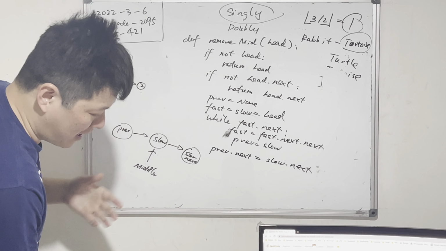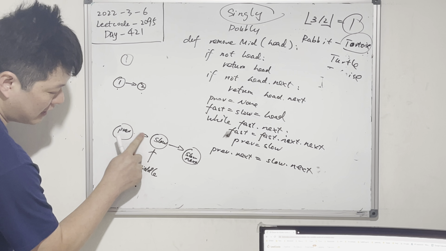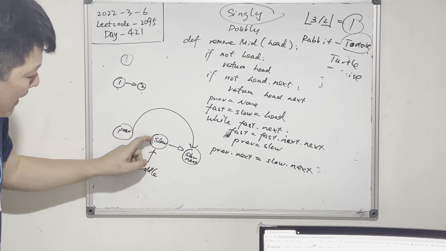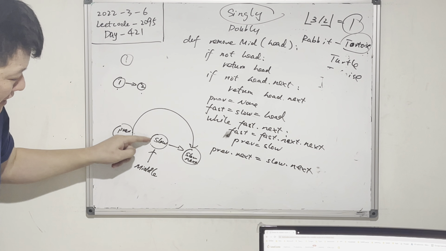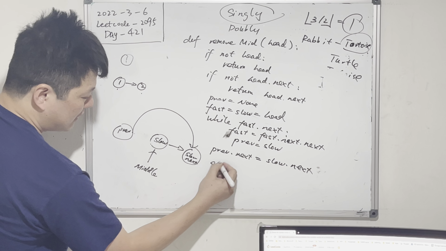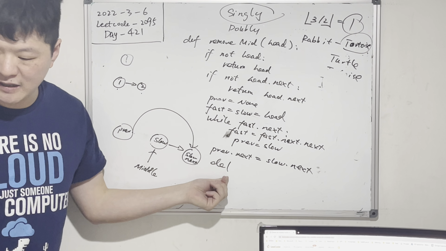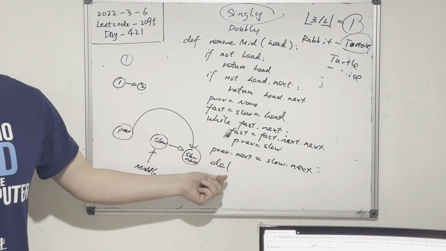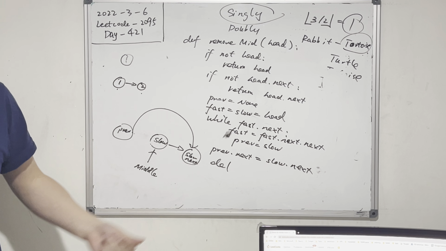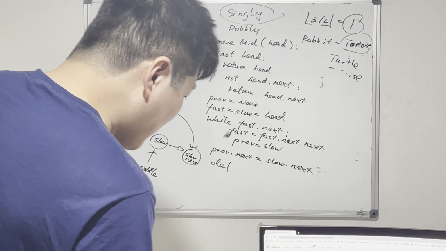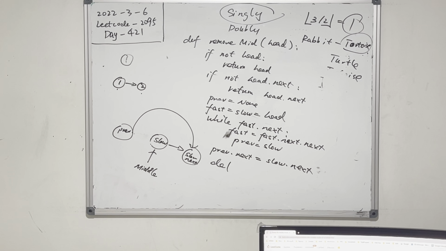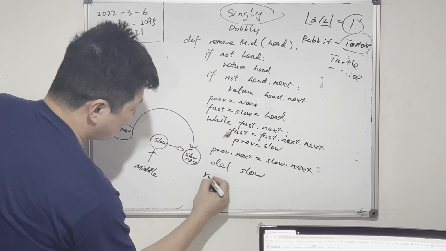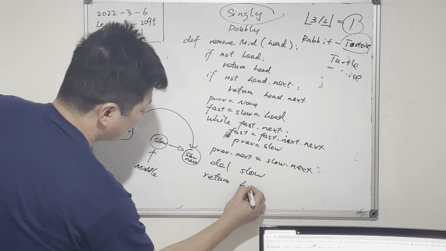So what did I do now? After this, I change it here: previous.next equals slow.next. Then I can delete this now. Delete. Look, this is a new thing you need to learn today. del stands for delete, which means to remove it. So just delete slow. And then we just return the new head, which is the head.